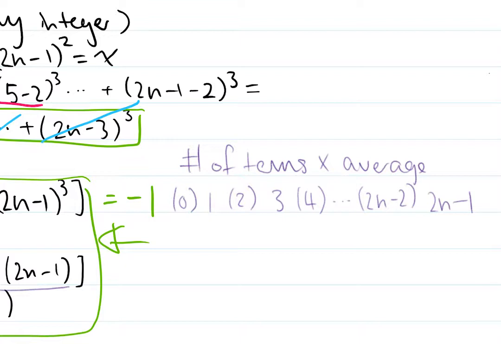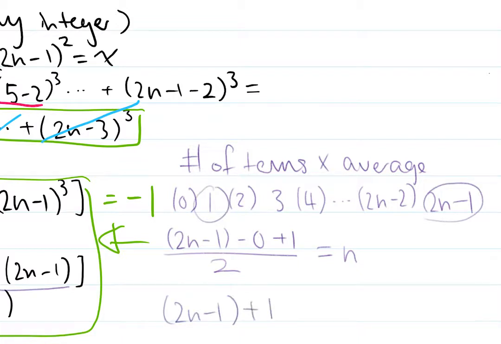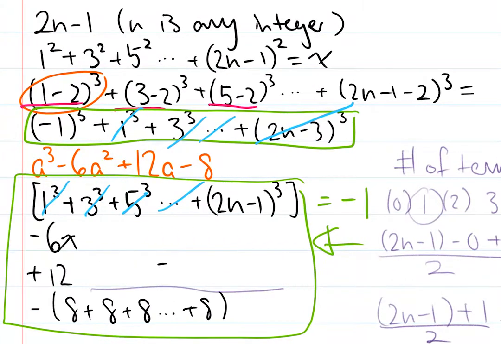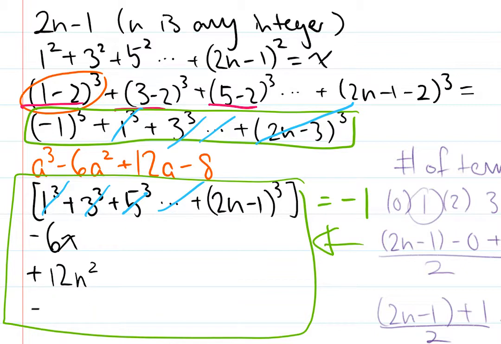2, then we have what is half the amount of integers between 0 and 2n minus 1. It will be 2n minus 1 minus 0 plus 1 divided by 2, which is n. The average of the largest and smallest number is 2n minus 1 plus 1 divided by 2, which is also n. So this simplified will be 12 times n squared. The last part is even easier. We already figured out there are a total of n terms, so it will be 8n.